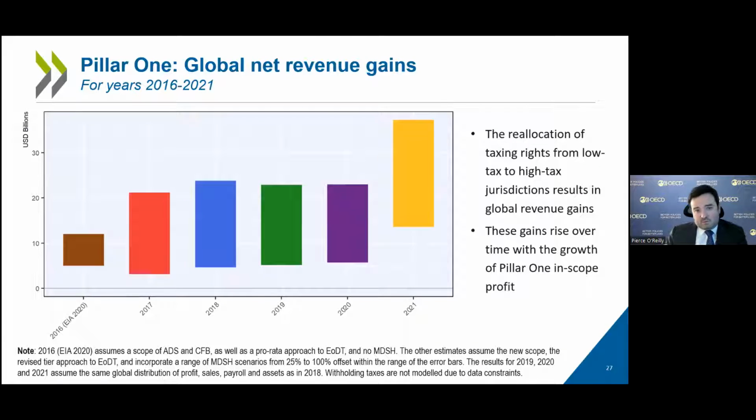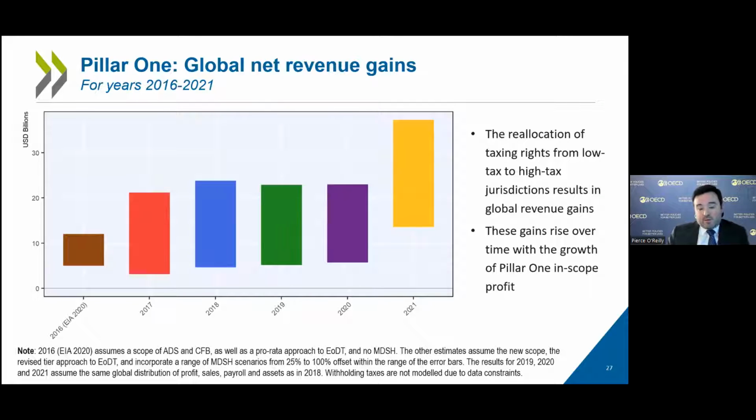That's due to the fact that the amount of profit in Amount A, inside the pot, is growing. It's also due to these design features that I mentioned, which tend to concentrate the surrender of taxing rights amongst low tax jurisdictions and give proportionately more taxing rights to jurisdictions that tend to be a little bit higher taxed, and that's raising additional money. You see there that the error bars are a little bit wider for our more recent estimates relative to the brown bar on the left, which was the error bars for the original study from 2 years ago.